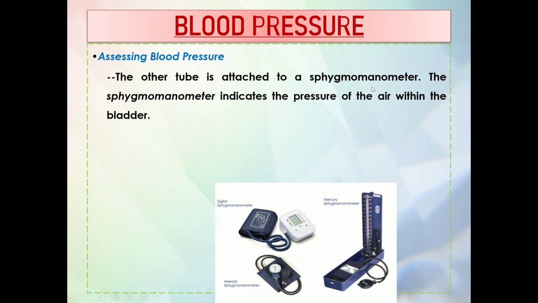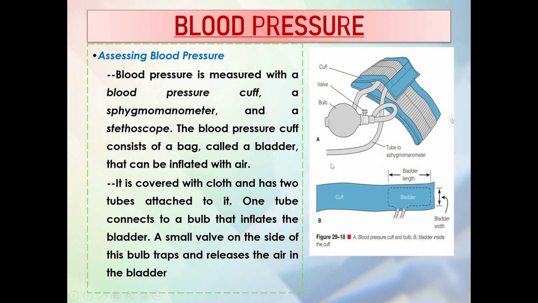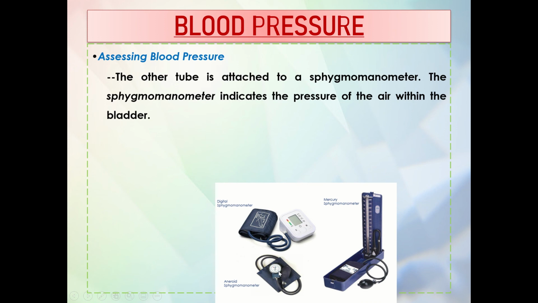Next, the other tube is attached to a sphygmomanometer. The sphygmomanometer indicates the pressure of the air within the bladder. So in this case, ito yung tube eh. Kaya lang, hindi na ipinakita dito sa picture yung sphygmomanometer, yung parang gauge na tinitingnan natin. Ito siya, here in this picture, kita siya. Itong bilog na to, this is the sphygmomanometer. Ito yung ginagamit natin para mabasa yung blood pressure ni patient. So again, sphygmomanometer indicates the pressure of the air within the bladder.